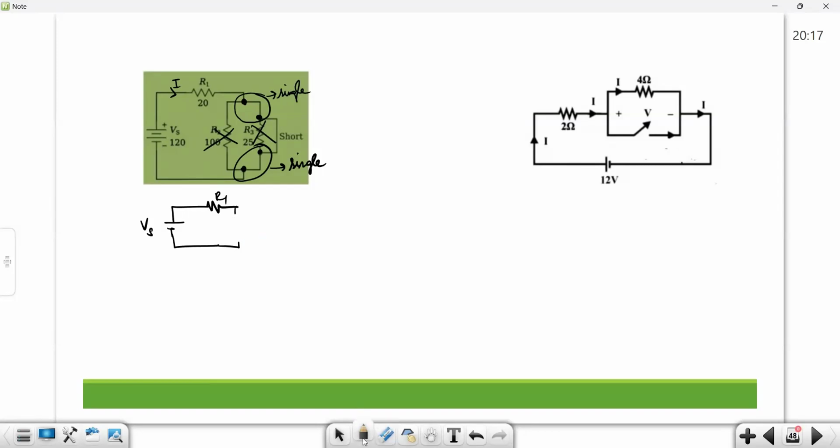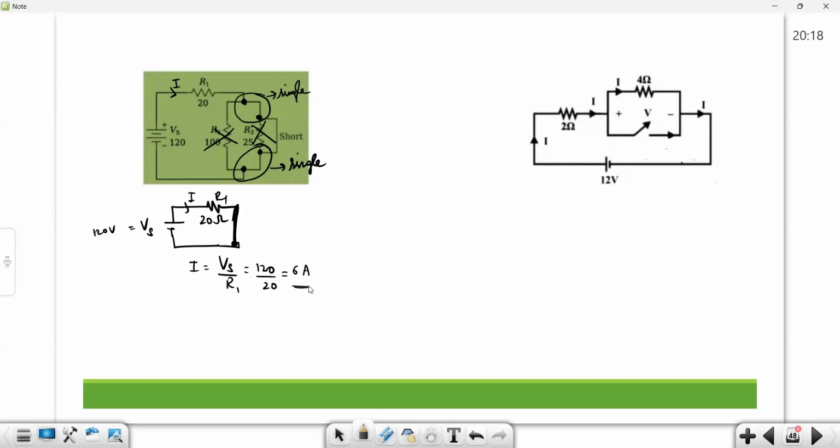This short is across 25 ohm and also across 100 ohm. Fine. That means the current will be flowing only like this. This is the short. This is 20 ohm. This is 120 volt. So I is equal to Vs by R1, that is equal to 120 by 20 is equal to 6 amps. Okay.